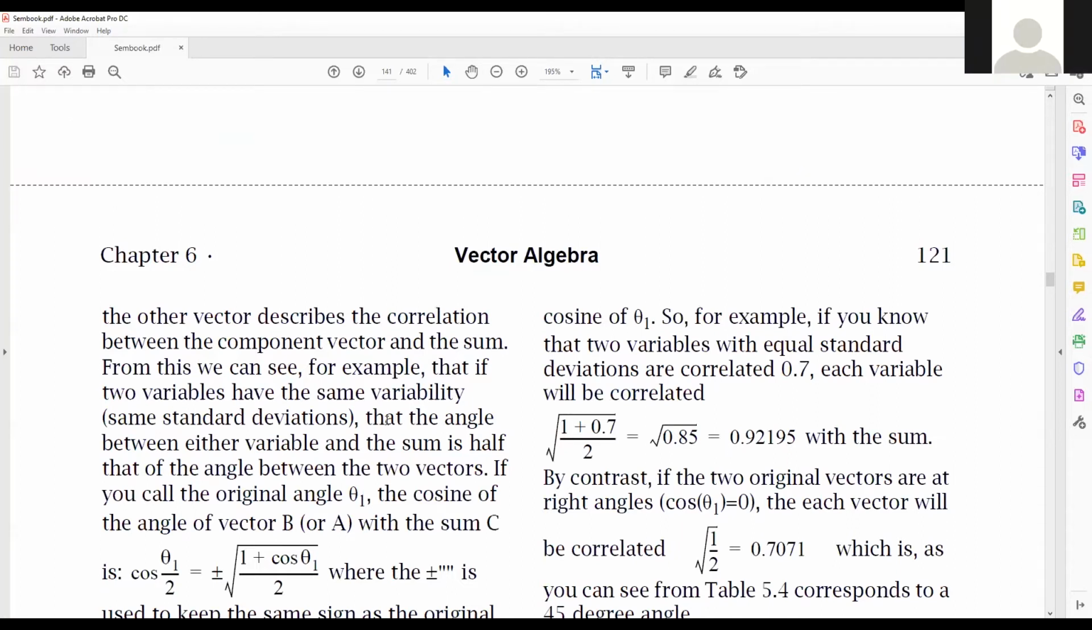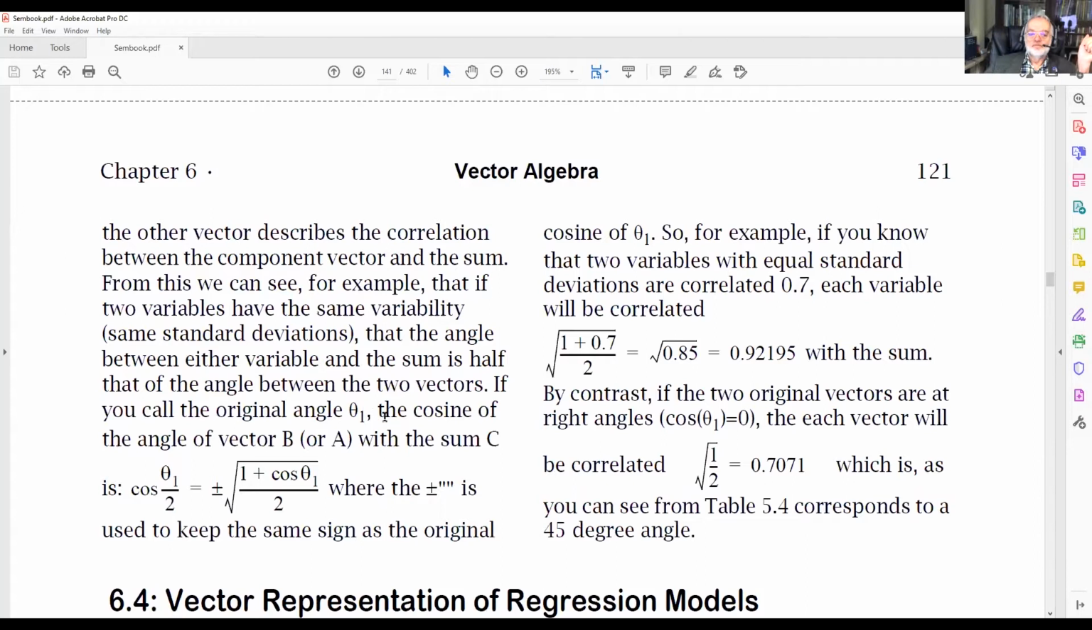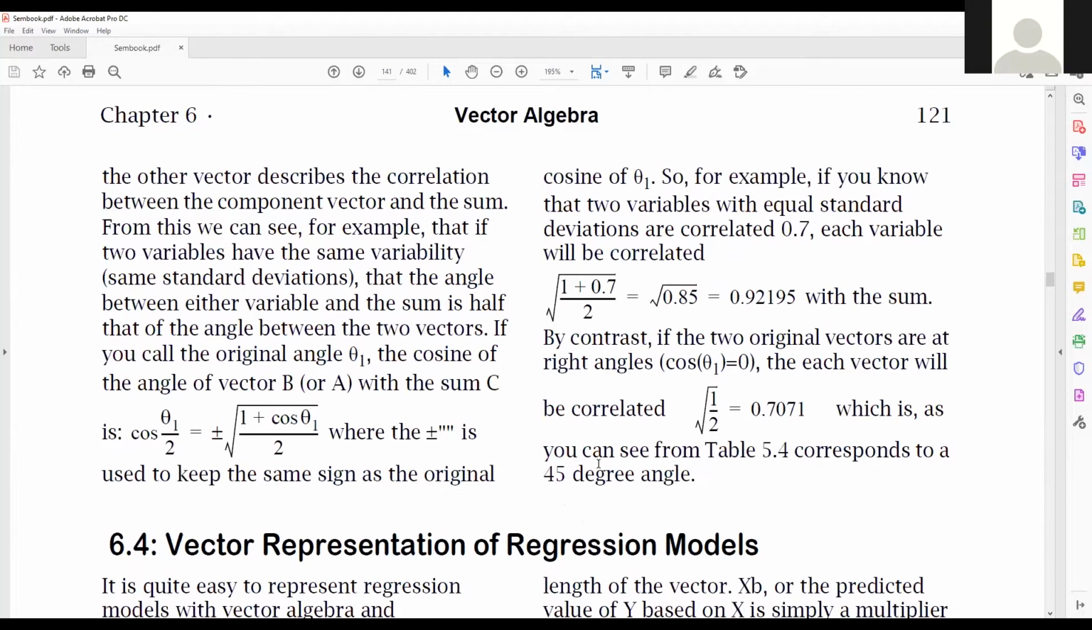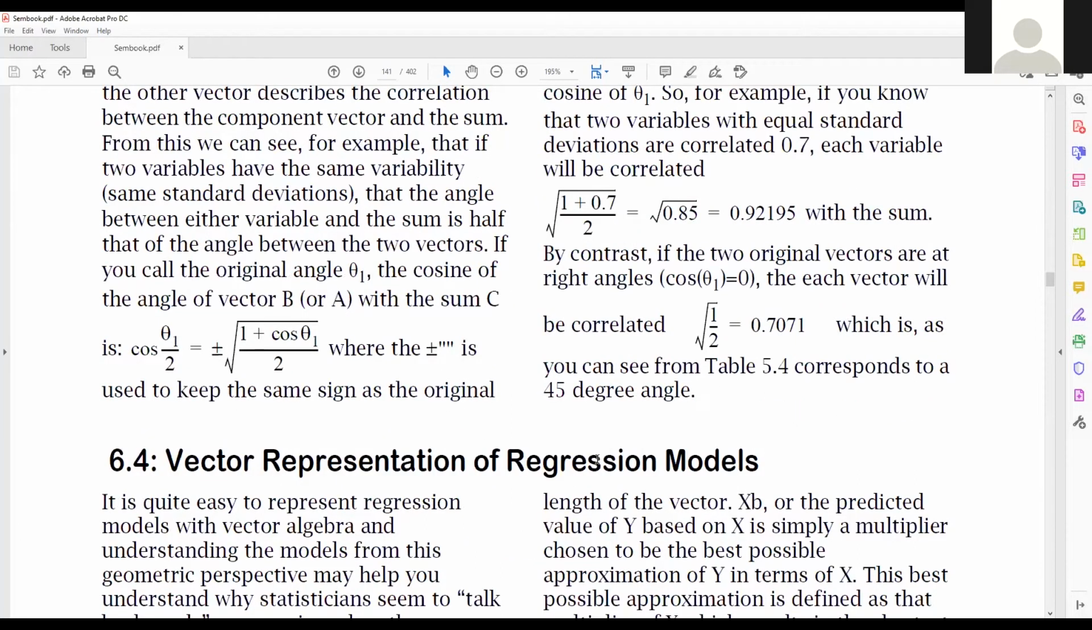And I go through a little bit of, if you were really paying attention during geometry, there's a little bit about the half angle formula that relates to this. All right.